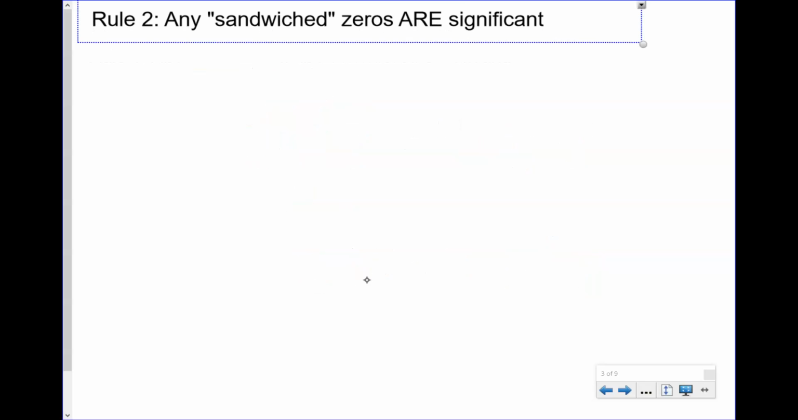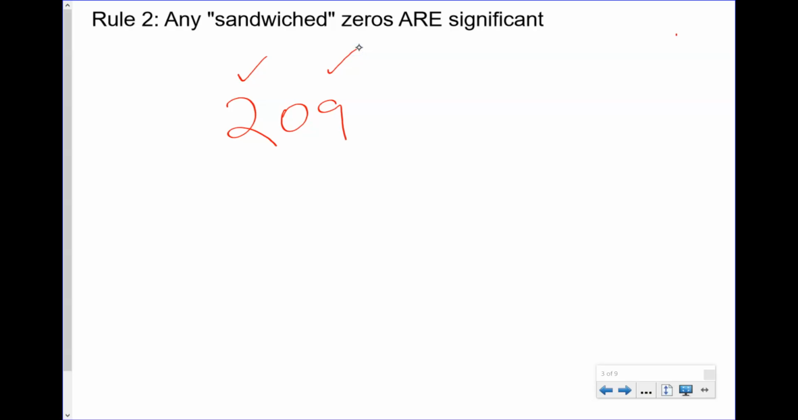All right, second rule. Any sandwiched zeros are significant. I call this rule the guilty by association rule. So if I look at a number like 209, going back to rule number 1, we would say that this 2 and this 9 are both considered significant. Now this 0 in the middle is what we would call sandwiched. It's stuck right in the middle of 2 significant figures. So it's guilty by association, and we say that it also is significant. So that number would have 3 sig figs.